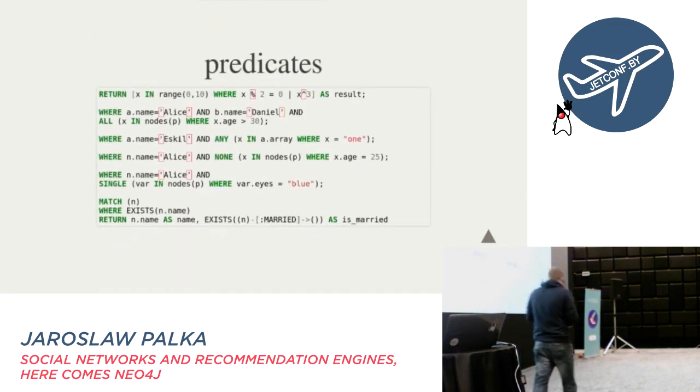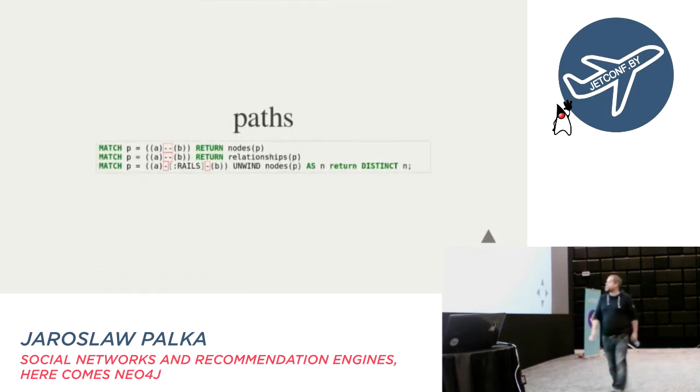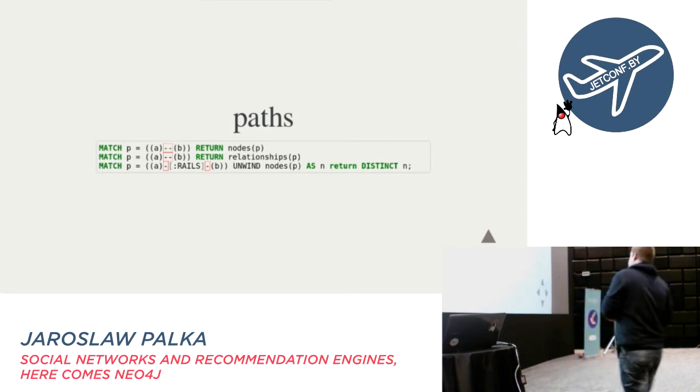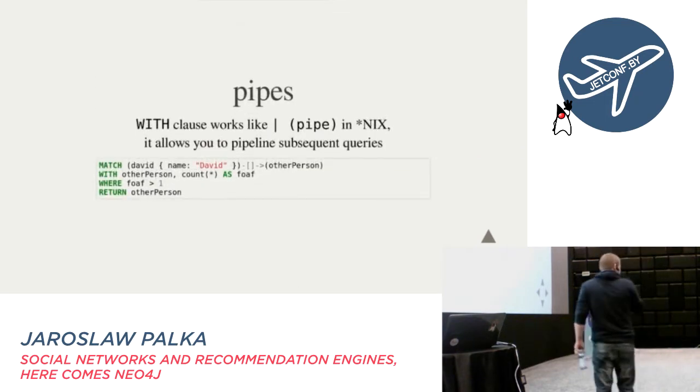It has predicates. So basically you can say, for example, the third example, return all nodes which have property name equal to sq, and where the array in this node contains in any position the string 1. Pretty expressive. You can have paths. And for example, the first query says return all nodes in the path, so all the nodes which were in the path, or all relationships. Boring. I'm waiting for the code. Aren't you?